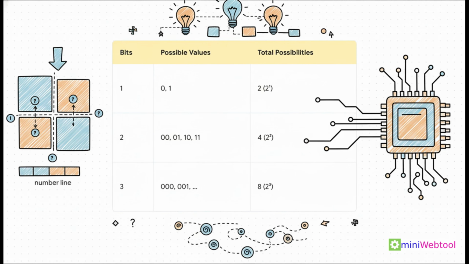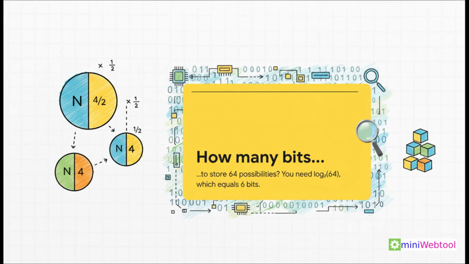Now here's where it gets really interesting. Look at how fast the possibilities grow. With 1 bit, you have 2 options. Add a second bit, now you have 4 combinations. With 3 bits, you jump to 8. You see the pattern, right? The number of things you can represent doubles with every single bit you add. It grows exponentially. The binary logarithm just flips that question around.